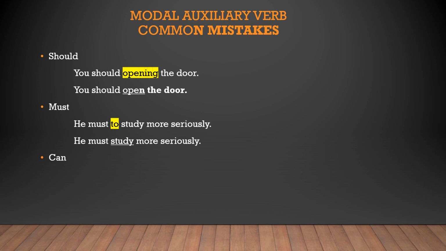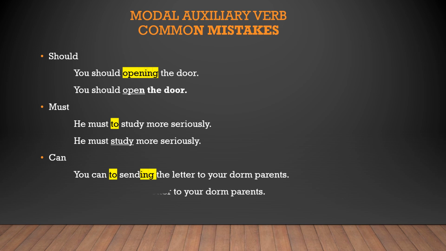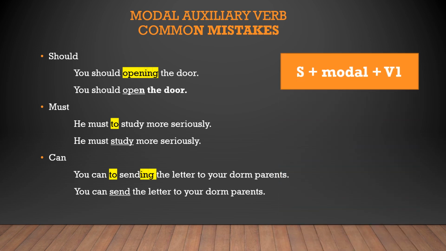Next, can. "You can do sending the letter to your dorm parents." We have do and we have ing after the verb. So you must say, "You can send the letter to your dorm parents." I hope that you will never repeat these common mistakes anymore. Remember, the formula will be subject plus modal auxiliary verb plus verb 1.